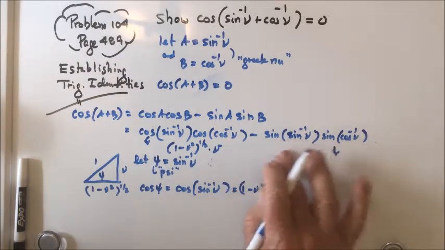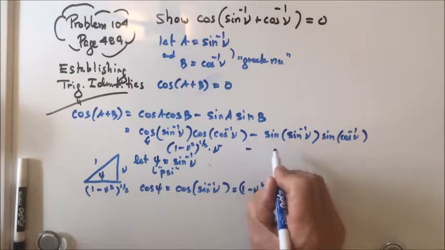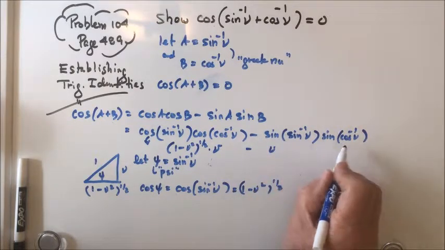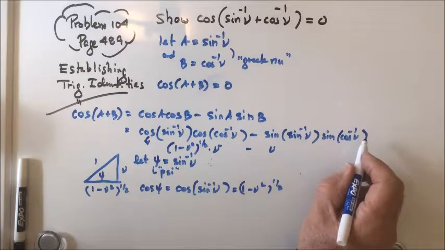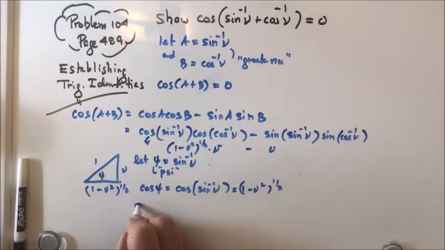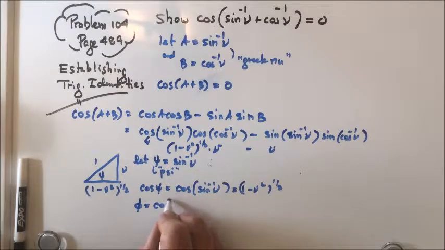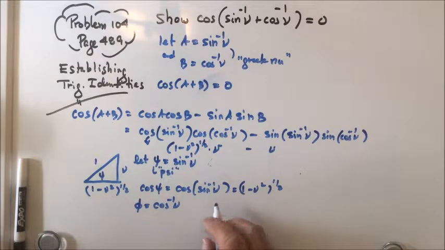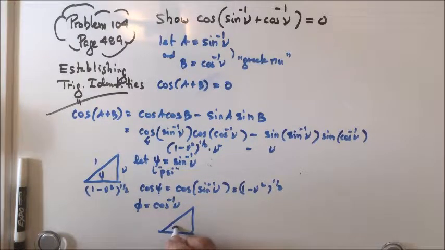Let's go over here and work on this now. I've got minus nu, and let me go find the sine of the arc cosine. I'm going to say that phi is equal to cosine minus 1 of nu. That means that phi is the angle whose cosine is nu. So let's draw another triangle down here. There's phi. Its cosine is nu. So there it is, adjacent over the hypotenuse is 1. We know then that this side is 1 minus nu squared to the 1/2.